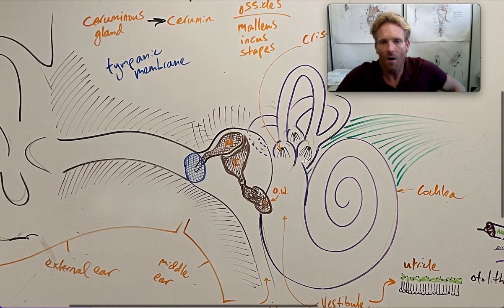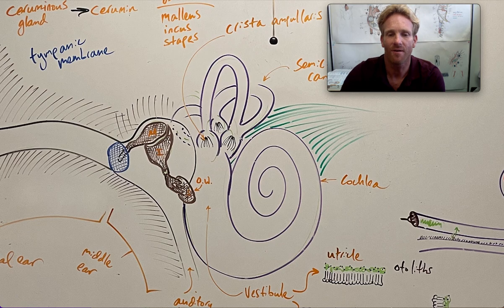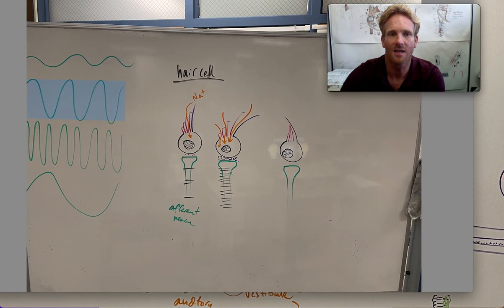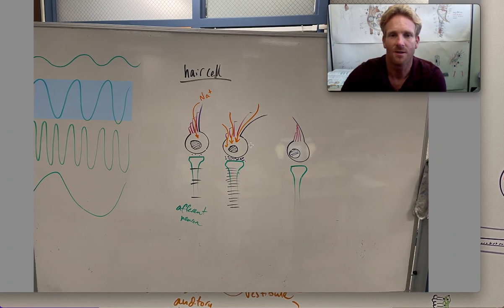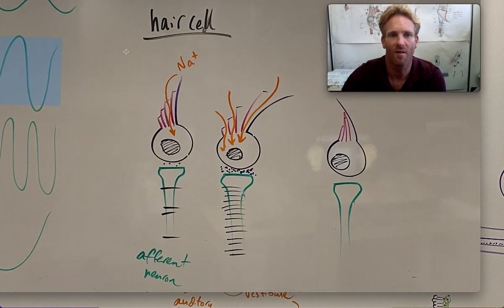All right, so one thing that's important is that the specific cells that allow us to feel or encode sound in the cochlea and give us our sense of balance, they're called hair cells, and they're these really special cells, and they look like this. So here is a drawing of a hair cell. Let's focus on this drawing on the left right here.